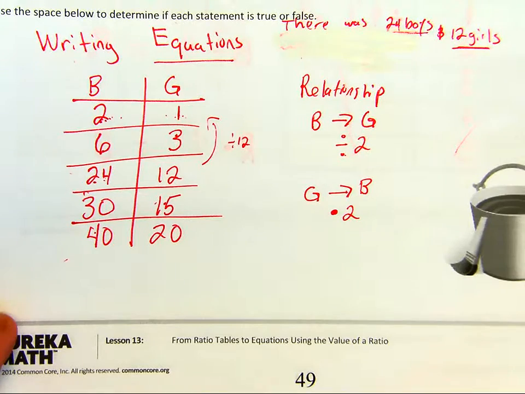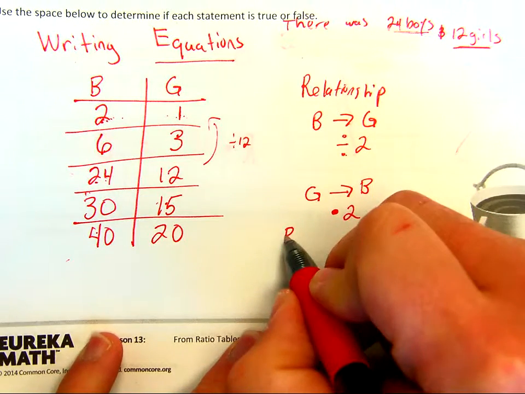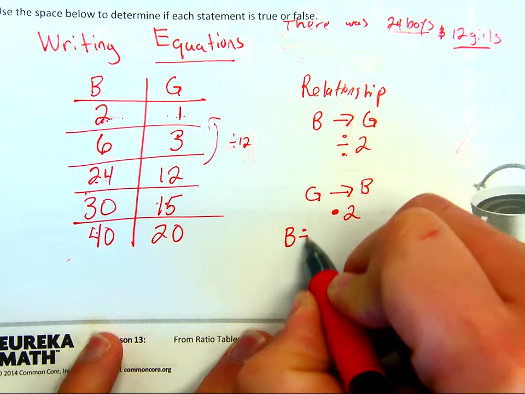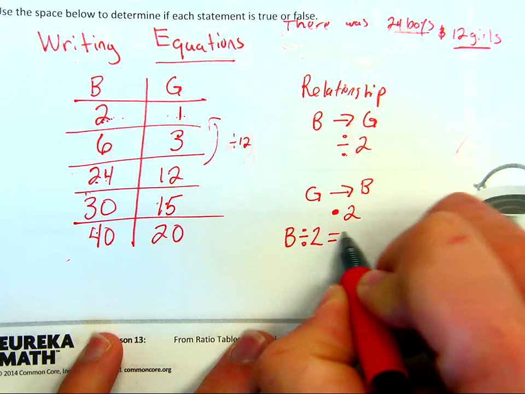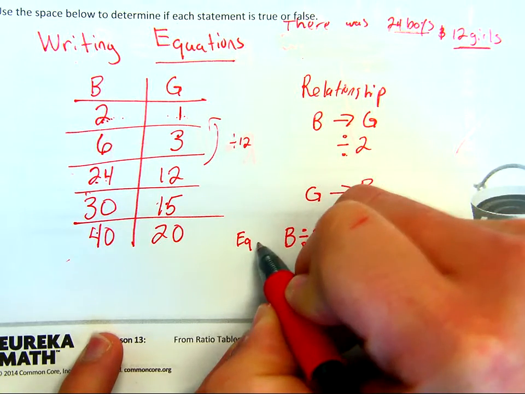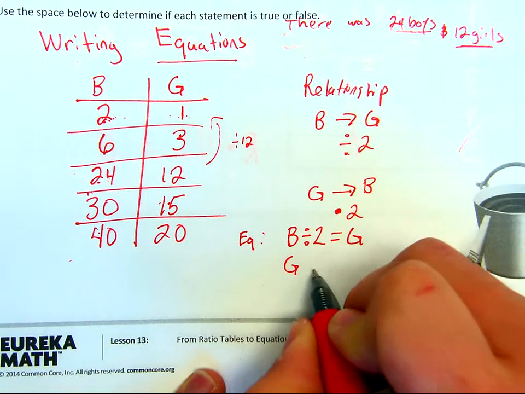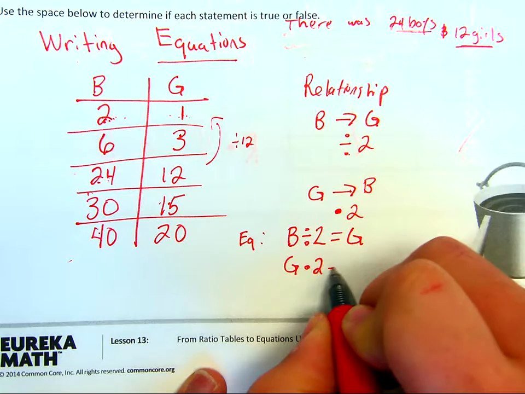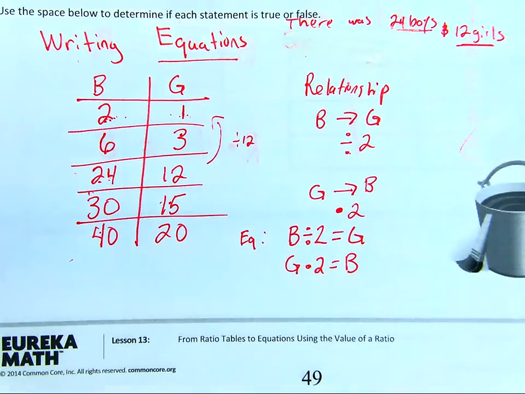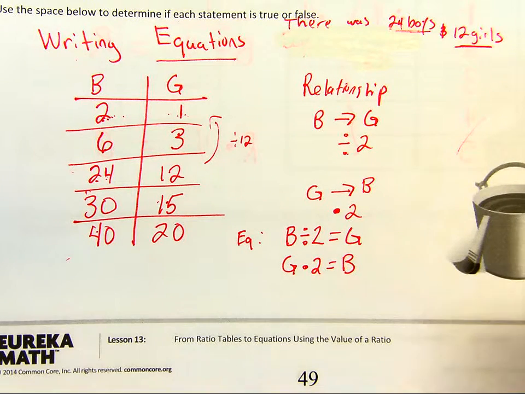Alright, and with my relationship being that, then I can make 2 equations. If I knew the number of boys, I would take that and divide it by 2 to give me my girls. Alright, so these would be my equations. Or I could say if I had the number of girls, then I could multiply that by 2 to give me the boys. This is the beginnings of algebra, and it's a pretty cool thing for me to show you guys. So let's use this equation to solve a problem.